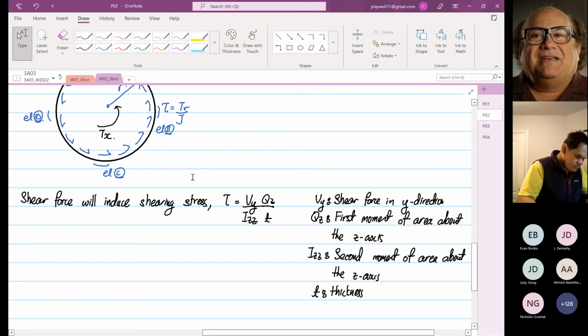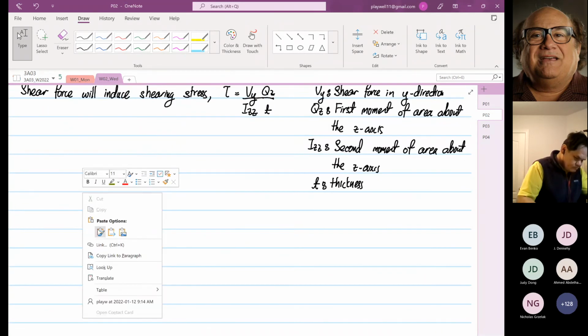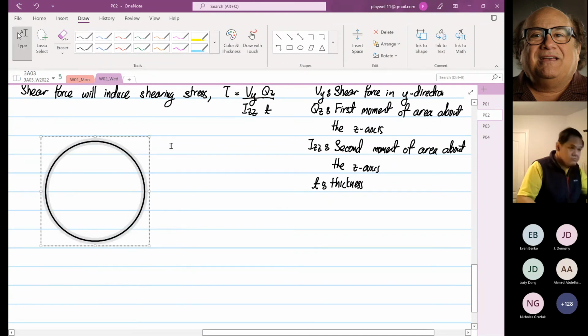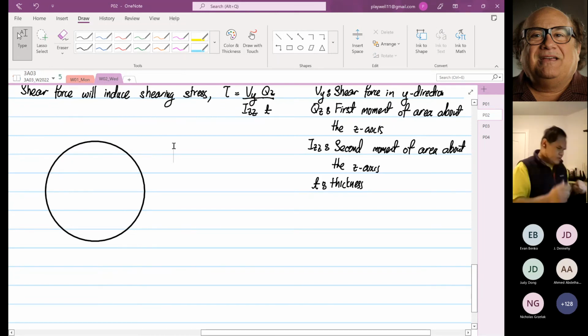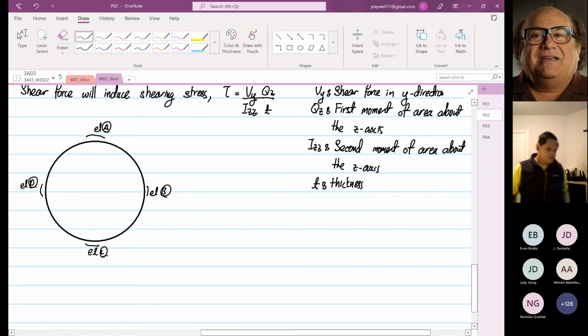But anyway, over here, again, I'm going to draw the same thing. Briefly, yes. Okay, briefly. As I said, this is one of the most abstract topics. So this is your element A again, element B, element C, and element D.